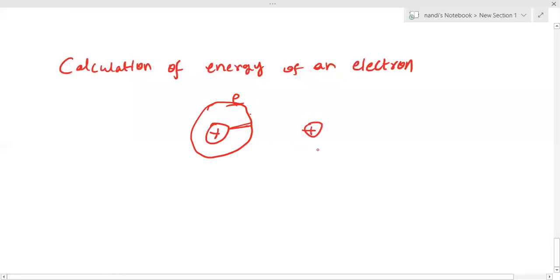Each shell has a fixed amount of energy. Is that correct? So when the electron is revolving in that orbit, it won't lose energy. If you give extra energy, it can get excited. If you are not giving, it stays fixed here. The second shell has other energy. So these two are different energies.